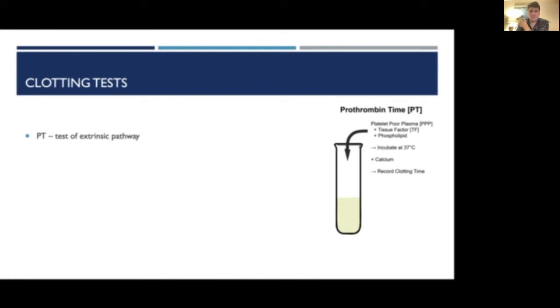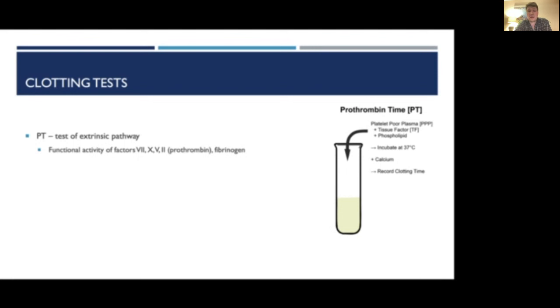So they have emulated the human body. They've got the plasma, the tissue factor, the phospholipid, and they've got it at human body temperature, and they add back in the calcium, which starts the stopwatch again. And literally, that's what they used to do, they started the stopwatch and waited until a clot formed, and that was the prothrombin time. So it's a really simple test in many ways. It's now all automated, but this is the principle of it. And it allows you to look at that entire extrinsic pathway.